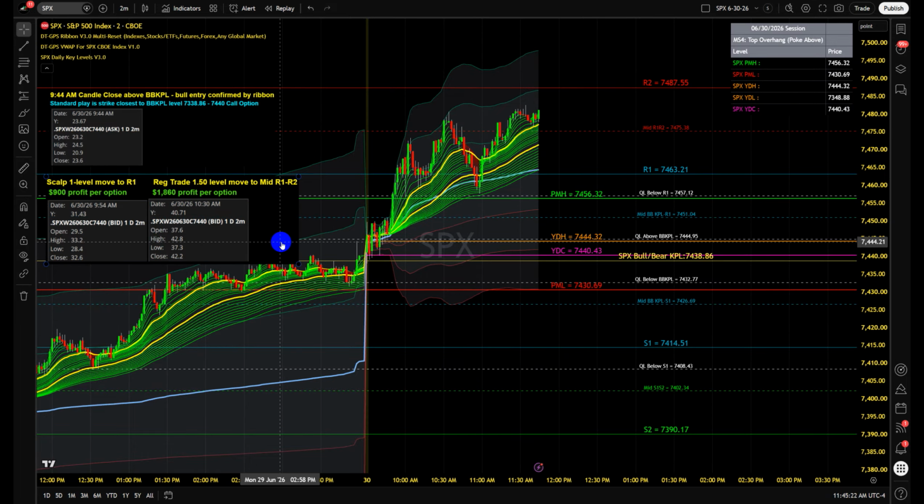If you're using regular trade as an initial target, 1.5 level minimum threshold move is to R1, R2. Happens here on this candle, the 10:30 a.m. candle here. The bid on the close of that candle, 42.20. That's $1,860 profit per option.